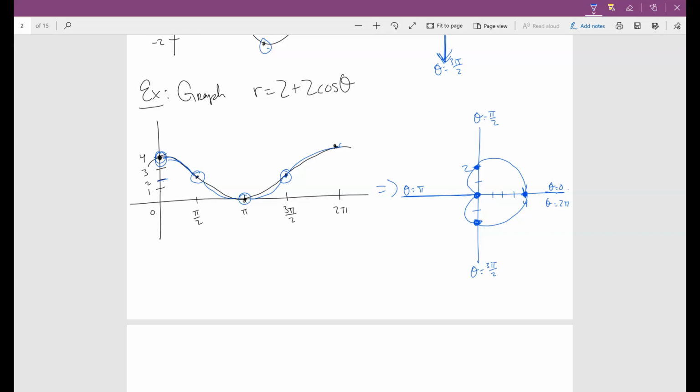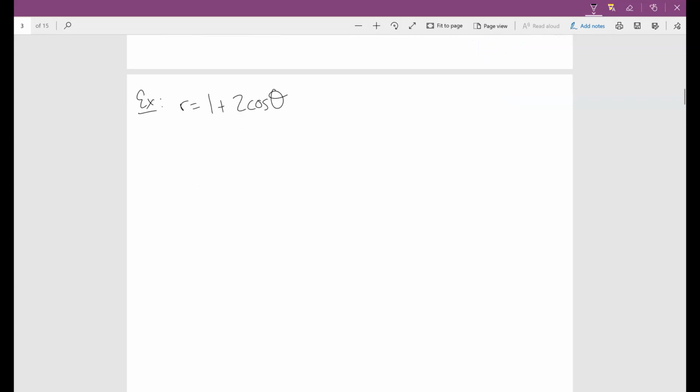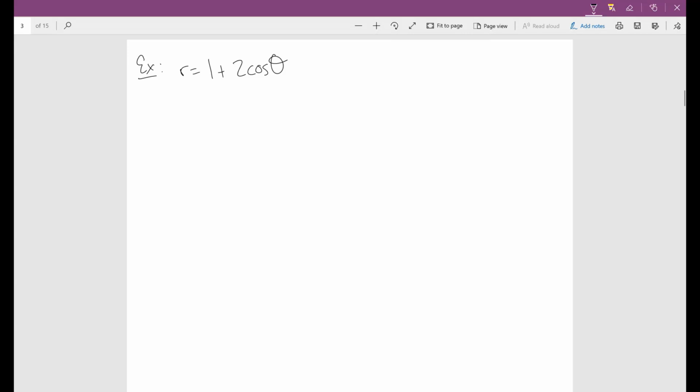Okay. All right. So now let's do 2 more. We're going to do a limacon, and then we're going to do a rose curve. So let's do one with a limacon where you have r is equal to 1 plus 2 cosine theta. Okay. So we're first going to start off by drawing the reference graph. So it's going to look something like this.